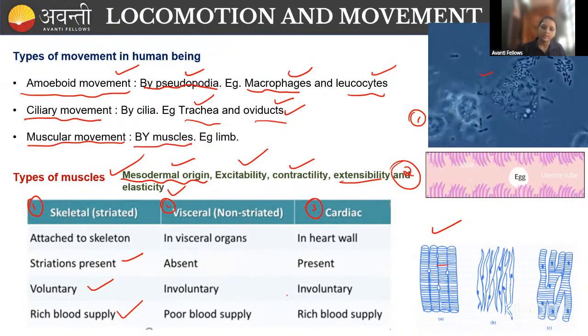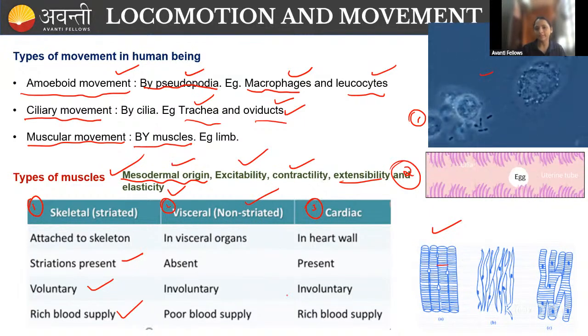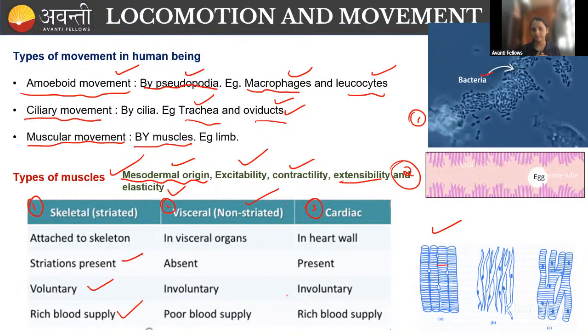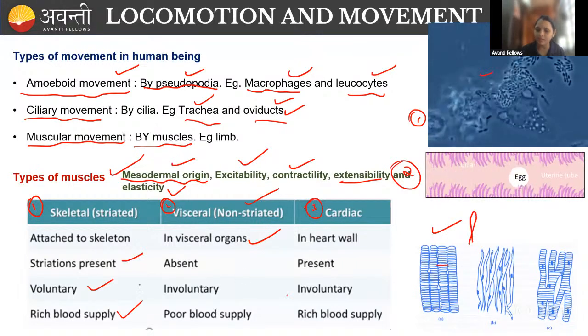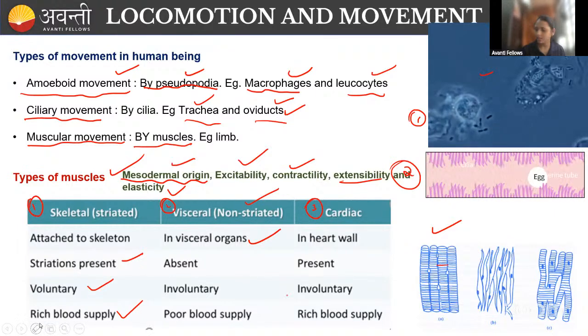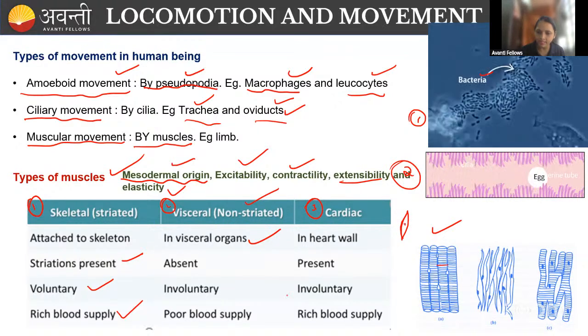Okay, fine. Let us go to the next muscle, the visceral or non-striated muscle. Where is it actually located? These are located in the body wall inside the organs. For example, the digestive tract is made up of these smooth muscles. So visceral organs are made up of smooth muscle. How does it look? It is spindle shaped and has a single nucleus.